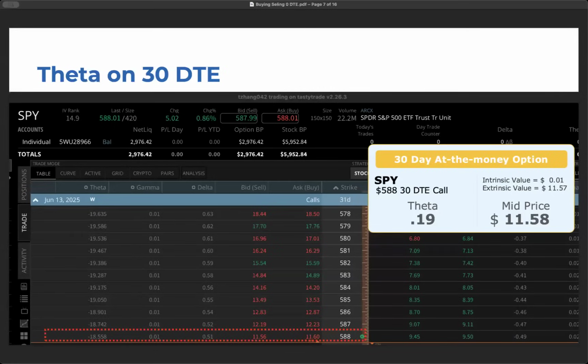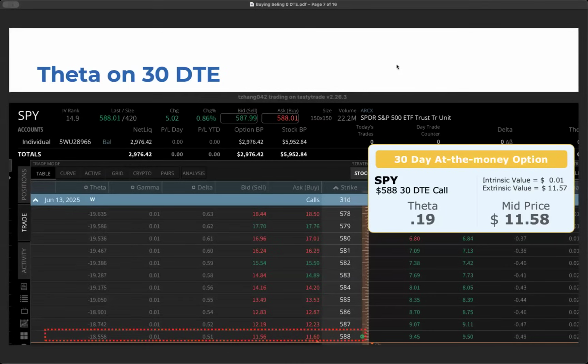So let's just put that into perspective. 19 divided by 11.57. That's 1.6% of the value of the option that you're losing on that day for holding it for 1 day. You're losing 1.6% of the option that you are either purchasing or selling for that 1 day that you're holding on to it, if all things are held equal.